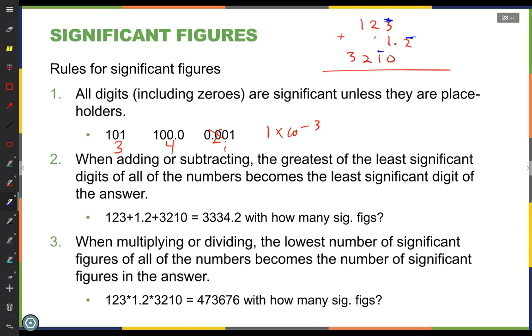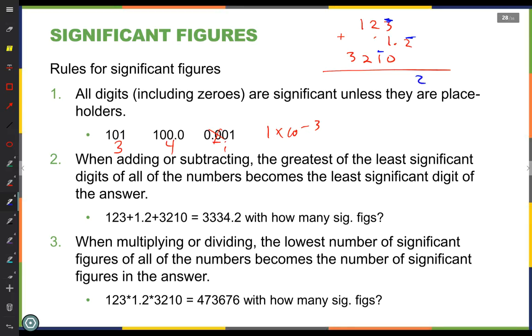So if we look at these, which one of those least significant digits is in the highest position? The 2 is in the lowest position. The 3 is in the middle. The 1 is in the highest. And so that means the 1 is my greatest of my least significant digits, and so that's going to be the least significant digit in my answer.